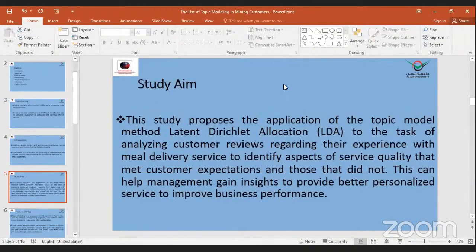This study proposes the application of a topic modeling method called latent Dirichlet allocation, LDA, to the task of analyzing customer reviews regarding their experience with meal delivery services, to identify aspects of service quality that met customers' expectations and those that did not. This can help management gain insights to provide better personalized services and also to improve business performance.